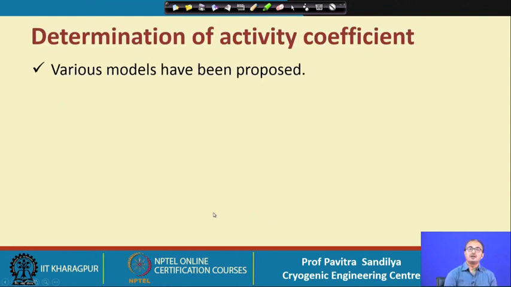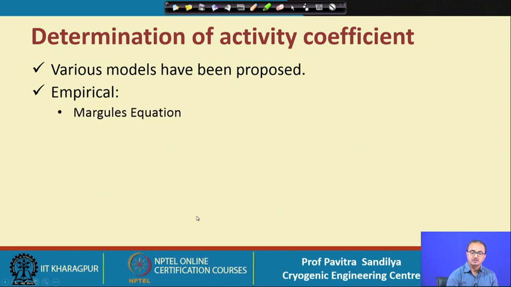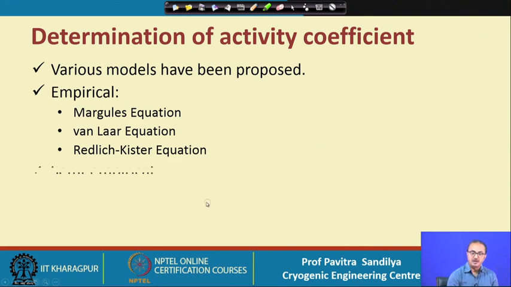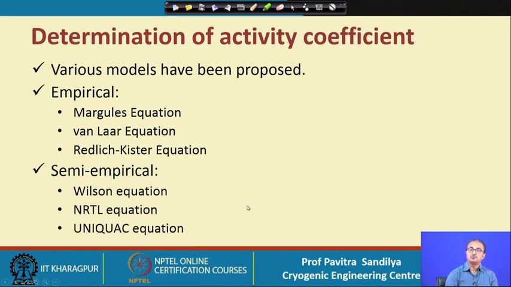For determination of the activity coefficient, there are many models. Some of them are empirical models like Margules equation, Van Laar equation, Redlich-Kister equation, and some are semi-empirical, for example, the Wilson equation, NRTL equation, UNIQUAC equation. These are just some representative equations. There are many more equations given in any standard thermodynamic book, and these equations apply to some specific systems. So, it suffices here to say that we should be aware of the various types of equations, and depending on the case, we should be able to apply the right kind of equation.